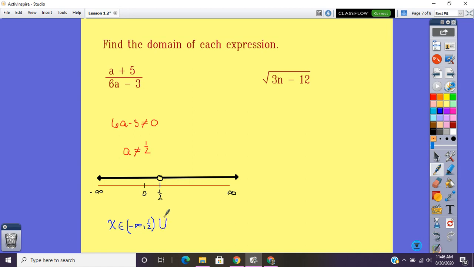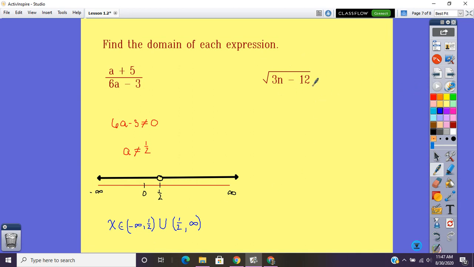This is also part of set notation. What this means is or. So x is an element of the group from negative infinity to 1/2, or I'm going to use a parenthesis because I can't be 1/2, but I'm going to pick it back up there and say to infinity. So once again, x is an element of the group negative infinity to 1/2, or from 1/2 to infinity, not including the 1/2. So that's our interval notation for our domain. So now let's talk about the next one here.